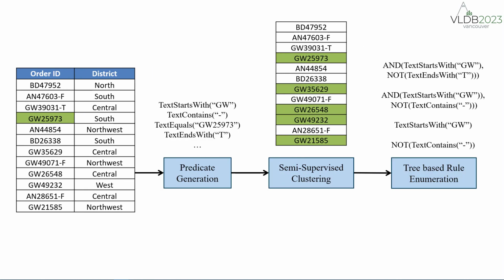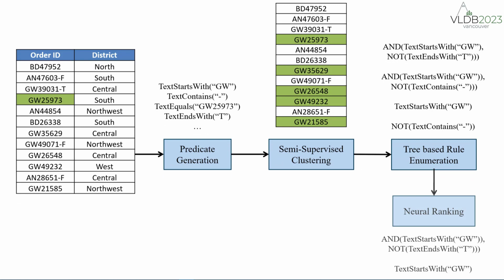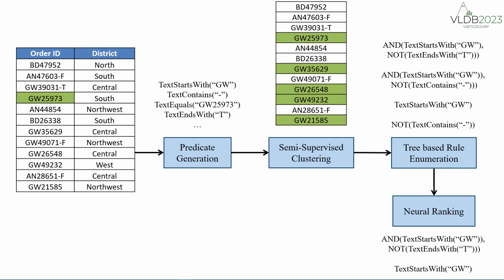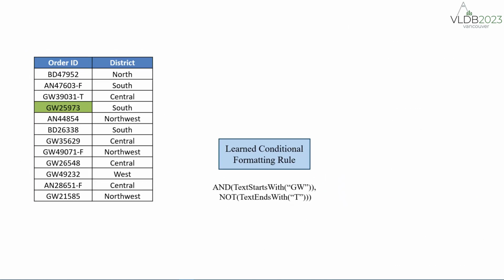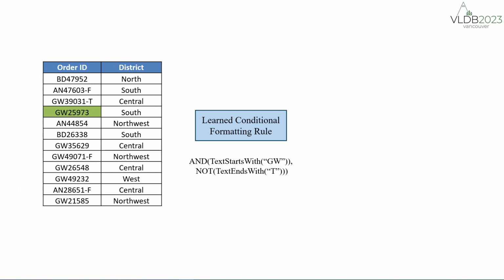These intermediate outputs are used as labels to learn candidate formatting rules over the features. Cornet uses an iterative tree learner to generate these candidates. The generated candidates are then run using a neural ranker which uses information from both the rule and the table to score the candidates. The top ranked candidate is suggested as the learned conditional formatting rule. In this case, we see that this rule does the desired formatting for the user.